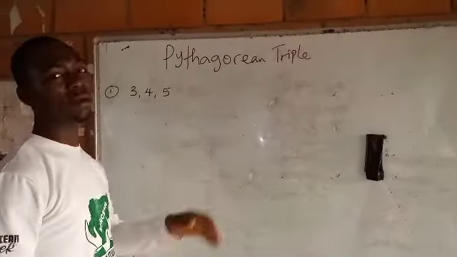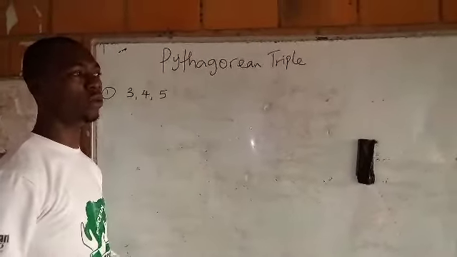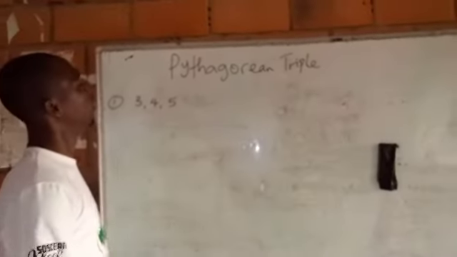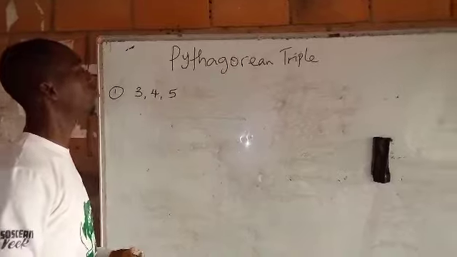This is on Pythagorean triples. In the previous lesson, we talked about Pythagorean rules or Pythagorean triples. Now, what do we mean by a Pythagorean triple?